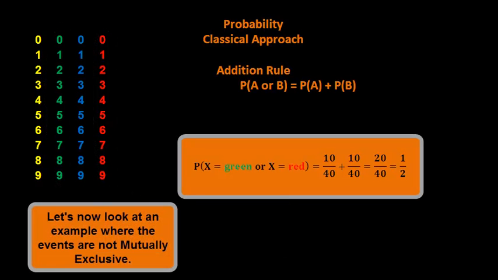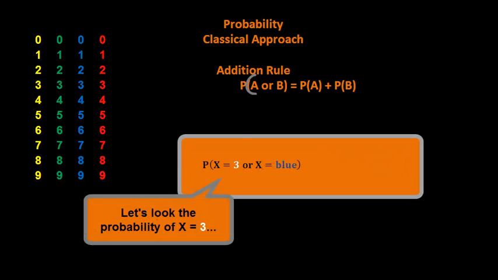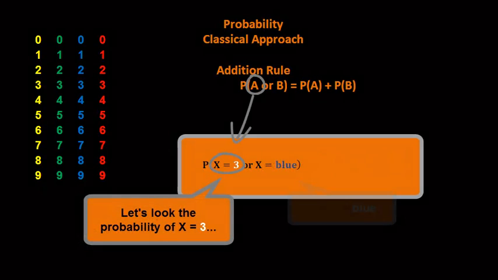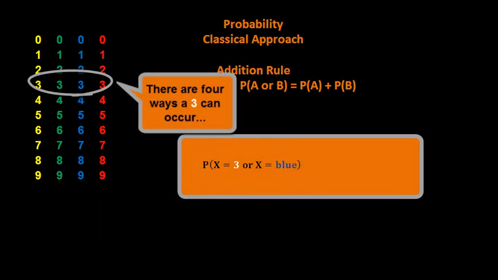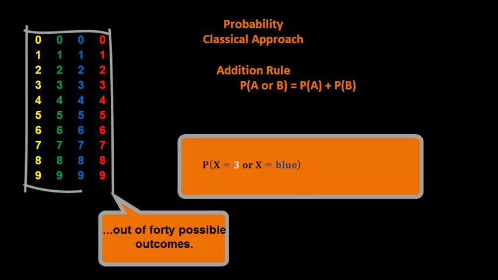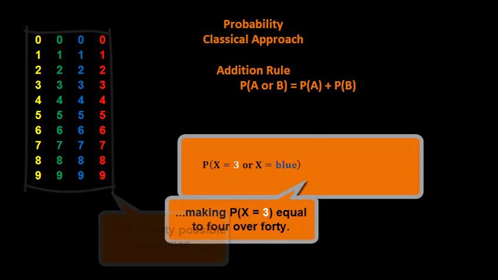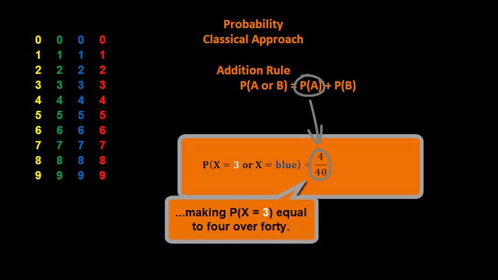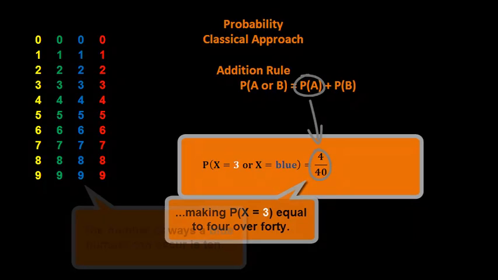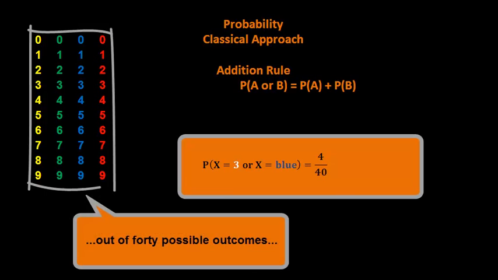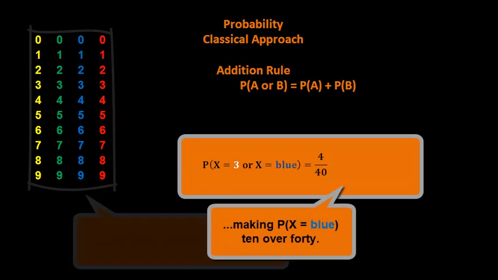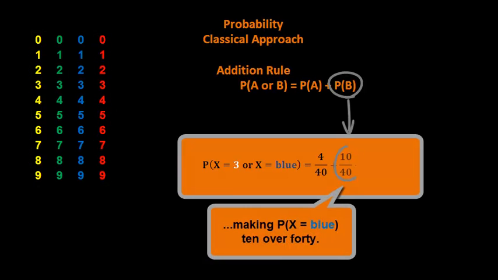Let's now look at an example where the events are not mutually exclusive. Let's look at the probability of x equals any 3 or x equals any blue. There are 4 ways a 3 can occur, out of 40 possible outcomes, making the probability of x equals any 3 equal to 4 over 40. The number of ways a blue number can occur is 10, out of 40 possible outcomes, making the probability of x equals any blue 10 over 40.